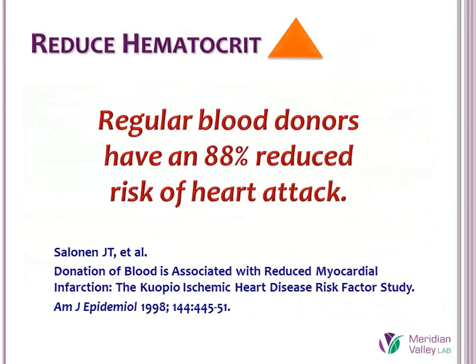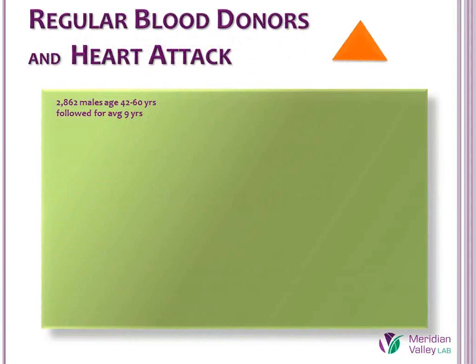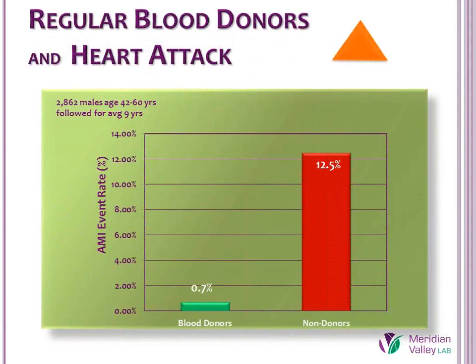Well, regular blood donors have an 88% reduced risk of a heart attack. And I want to show it to you a slightly different way, which I think brings the point home a little bit better. Non-donors had nearly 18 times as many heart attacks as blood donors. And look at the p-value. Oh, there's the p-value, 0.0001 for the difference in proportions.